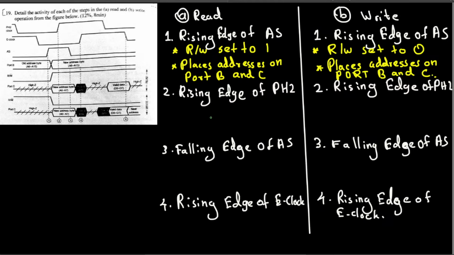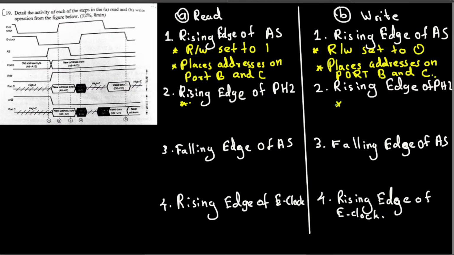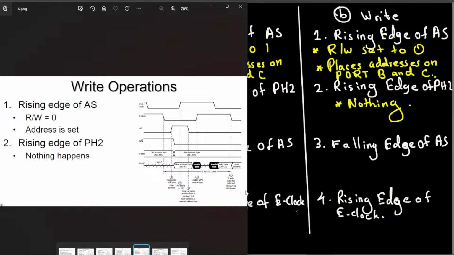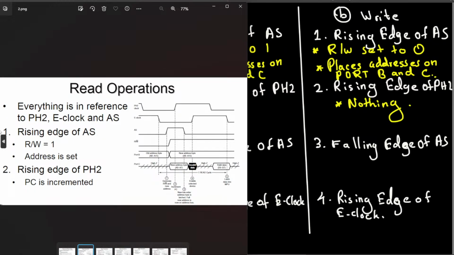Okay. Next one is the rising edge of PH2. Let's look at what happens at the rising edge of PH2. For the write operation, nothing happens. For the read operation, at the rising edge of PH2, the PC is incremented.